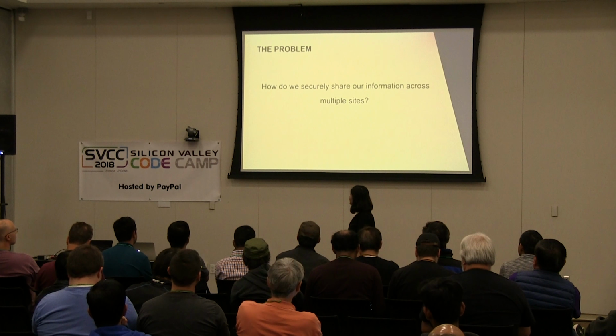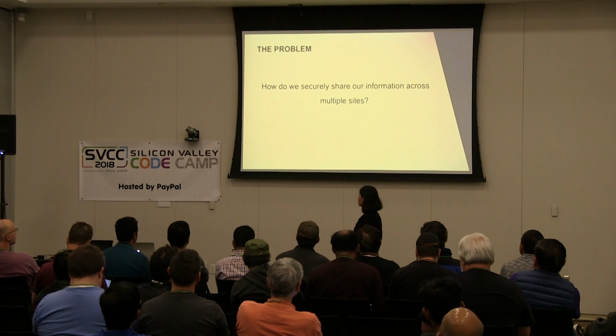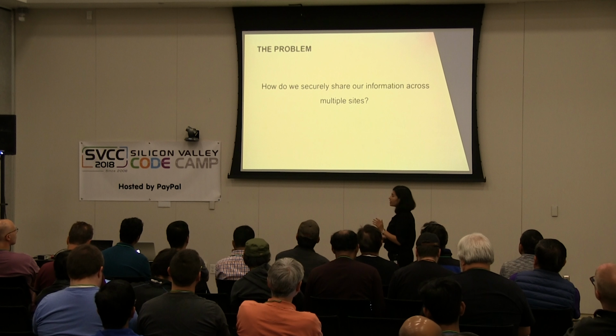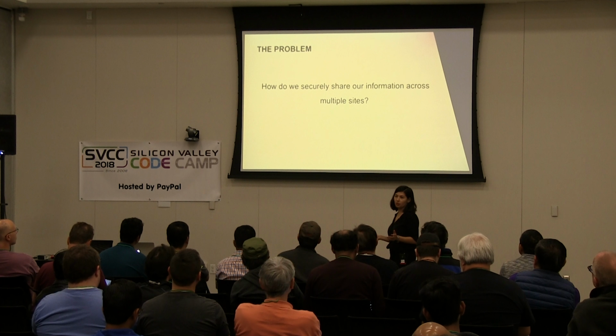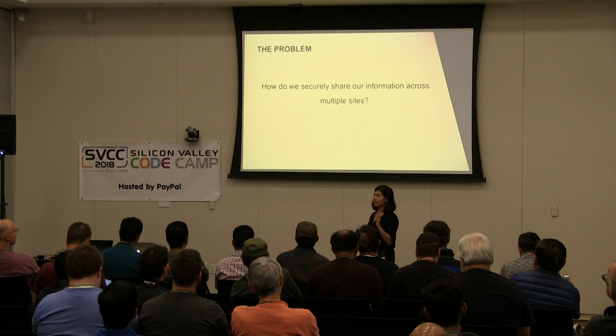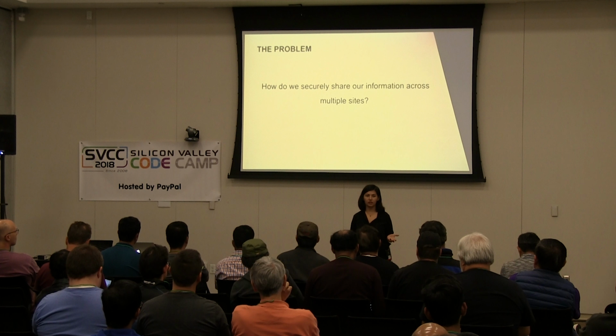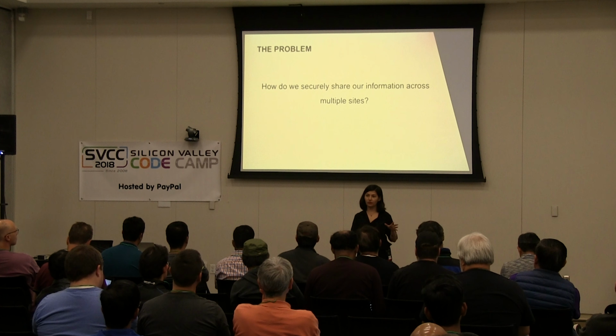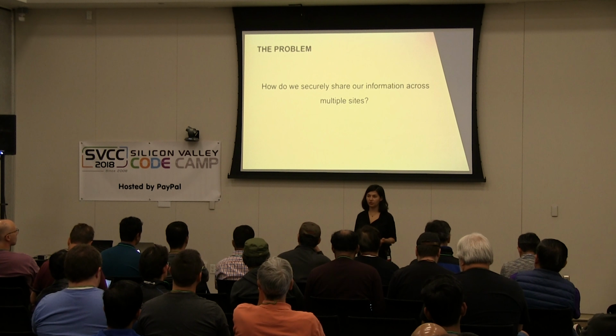So let's jump in and see what the problem we are trying to solve. How do we securely share our information between two or more parties? So that's the question that we have defined and we are trying to solve. So if I have my information with Google, I want to try to share that information to Yelp. How do I securely do that?